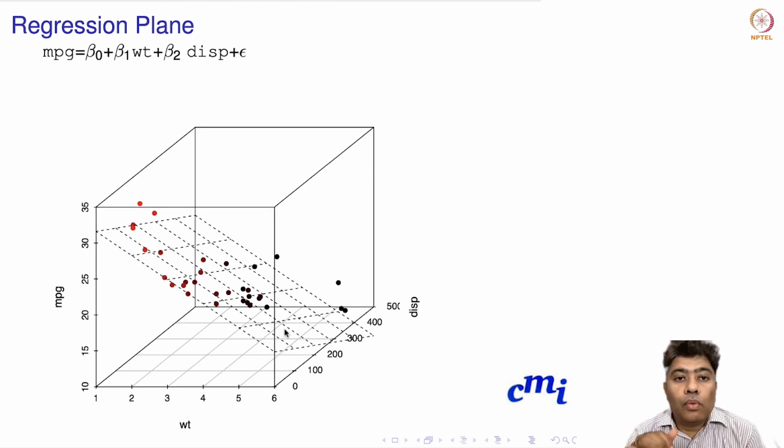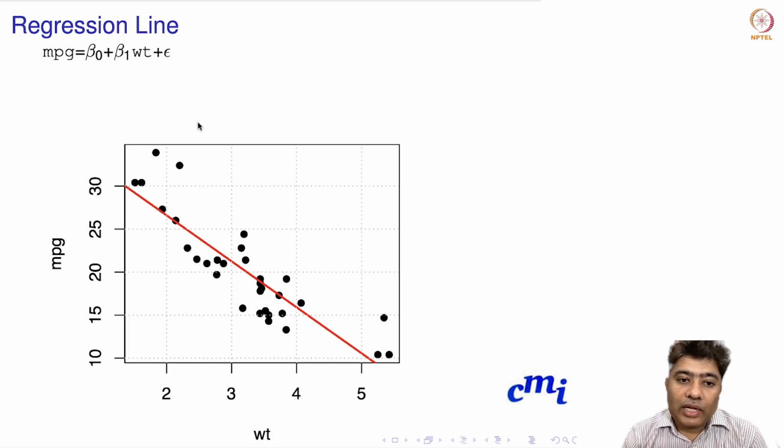Now if we consider a third variable, say displacement, in our analysis, the model will be beta naught plus beta 1 times weight plus beta 2 coefficient times displacement plus error. Now two things you must notice. First, in the previous case we had only two variables, weight and miles per gallon.